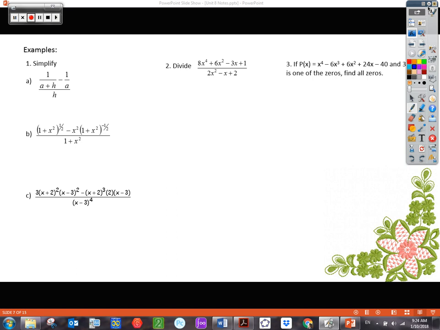And so let's look. Oh, those look exciting, don't they? Woo! 1a is a complex fraction.